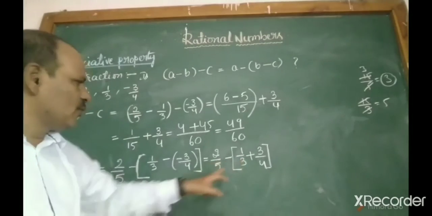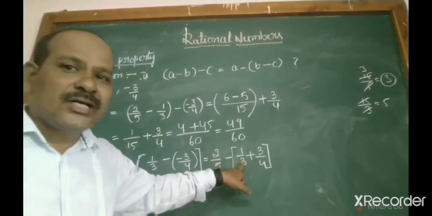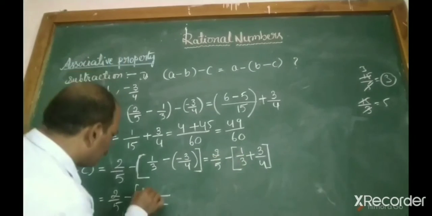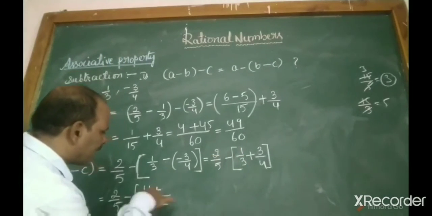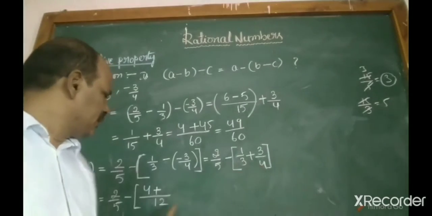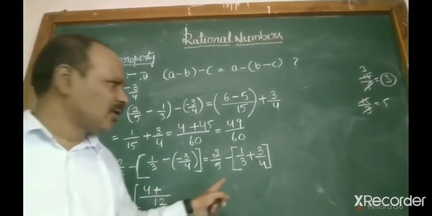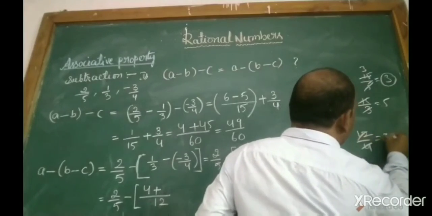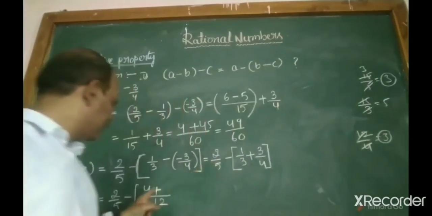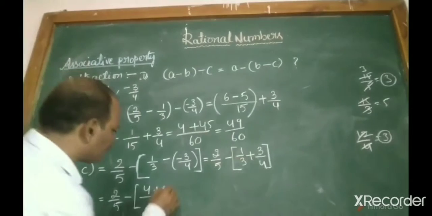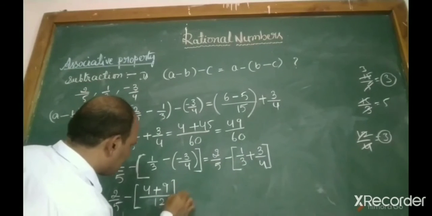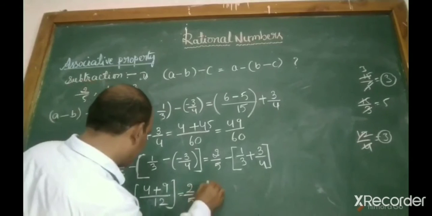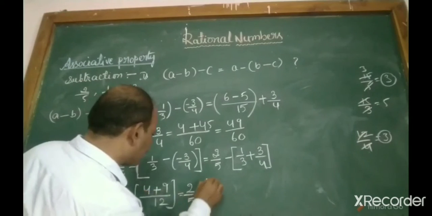3 in 12, 4 times. 3 4 are 12. 3 in 12, 4 times, then 4 into 1, 4 plus 9 in 12. 4 in 12, how many times 4 in 12? 3 times. This 3 into the numerator, 3 into 3, 9. It is equal to 2 by 5 minus 13 by 12.